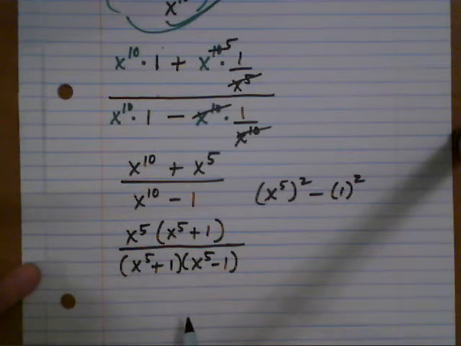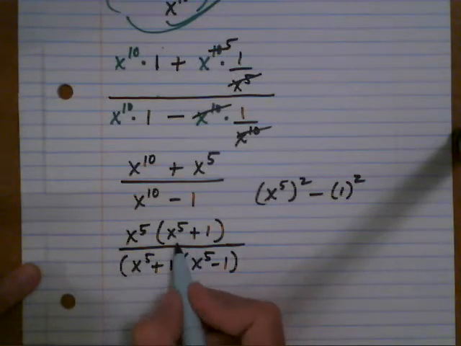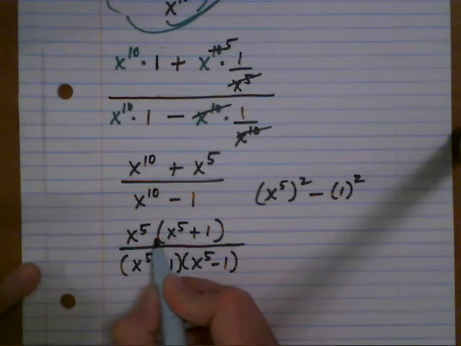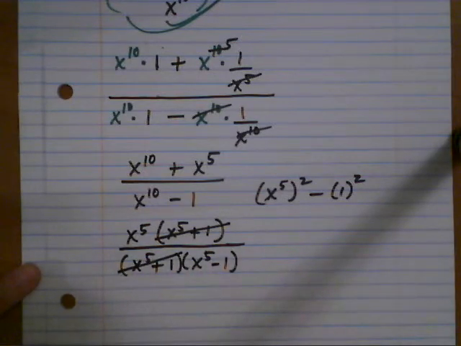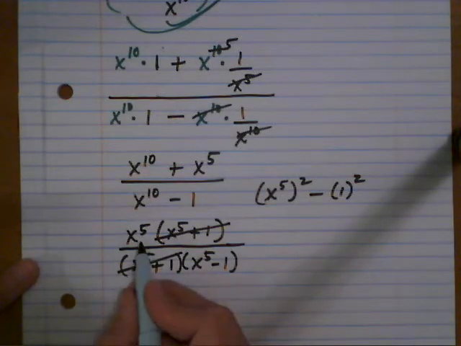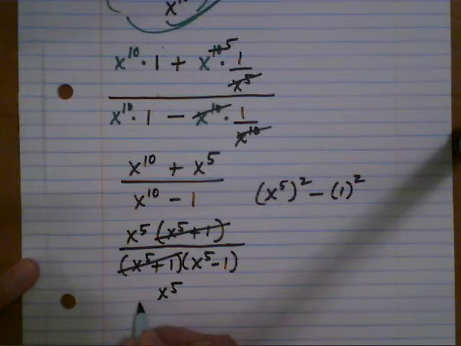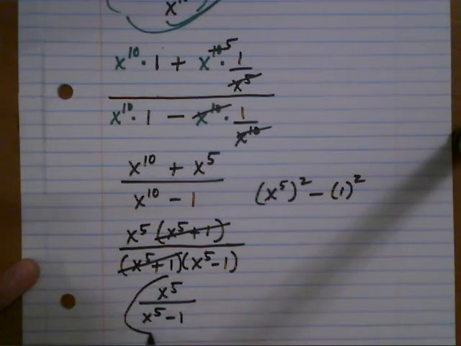And now that we've factored, we can divide out common factors. Common factors are the binomial factors, x to the 5th plus 1. They divide out to 1, and we're left with x to the 5th over x to the 5th minus 1, and that's the final answer.